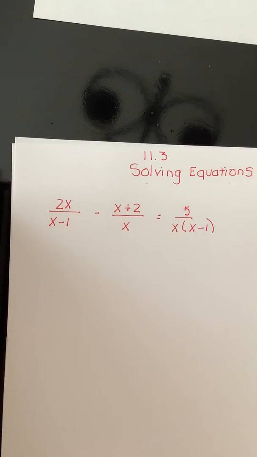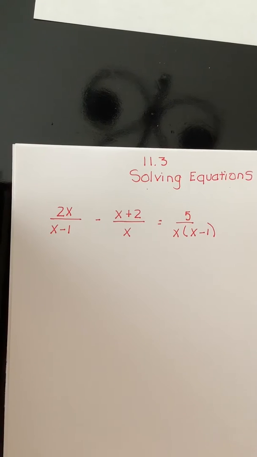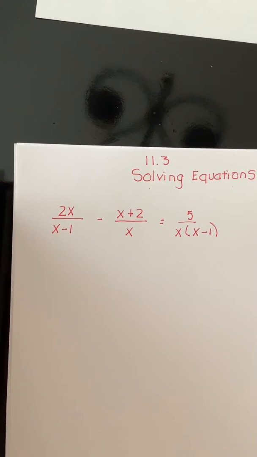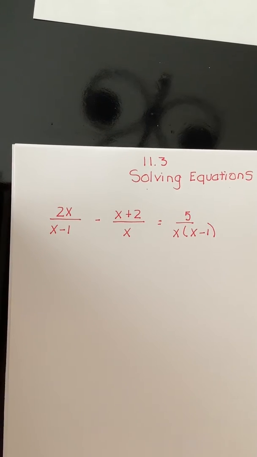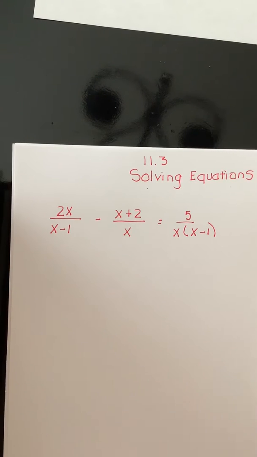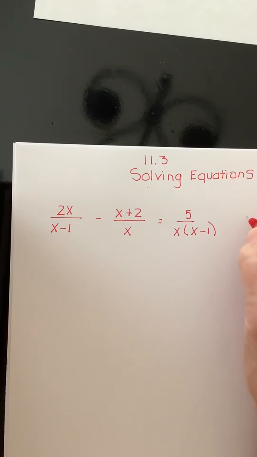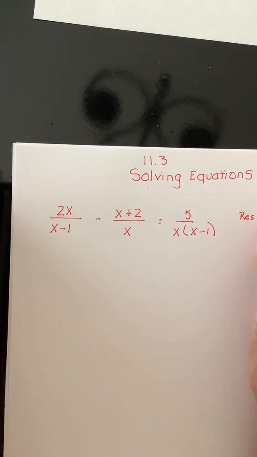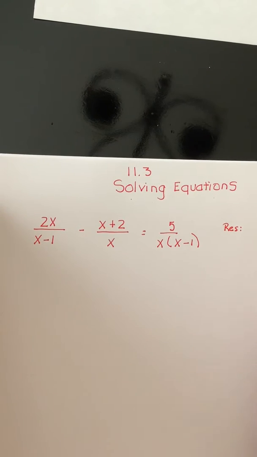Okay, the next problem, and I think we're going to do several problems like this where we have fractions. It's 2x over x minus 1 minus x plus 2 all over x, and that's equal to 5 over x times x minus 1. So when we've worked problems like this before, the very first thing that we did is we talked about our restrictions.